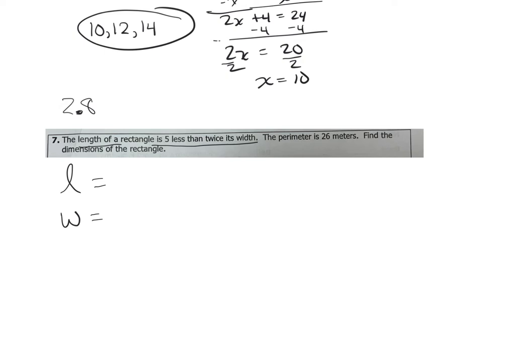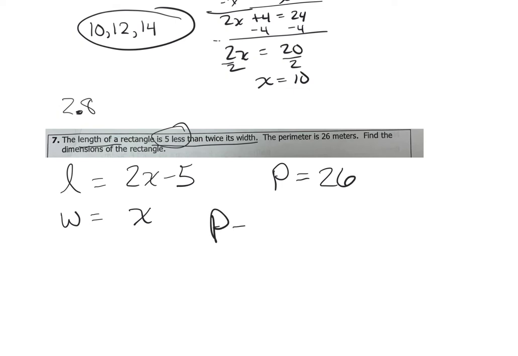So the width could just be x. And we need twice the width and then 5 less than that, right? So 2x, yep, minus 5. Good job. Okay. The perimeter is how many meters? 26. So we did one of these already, right?